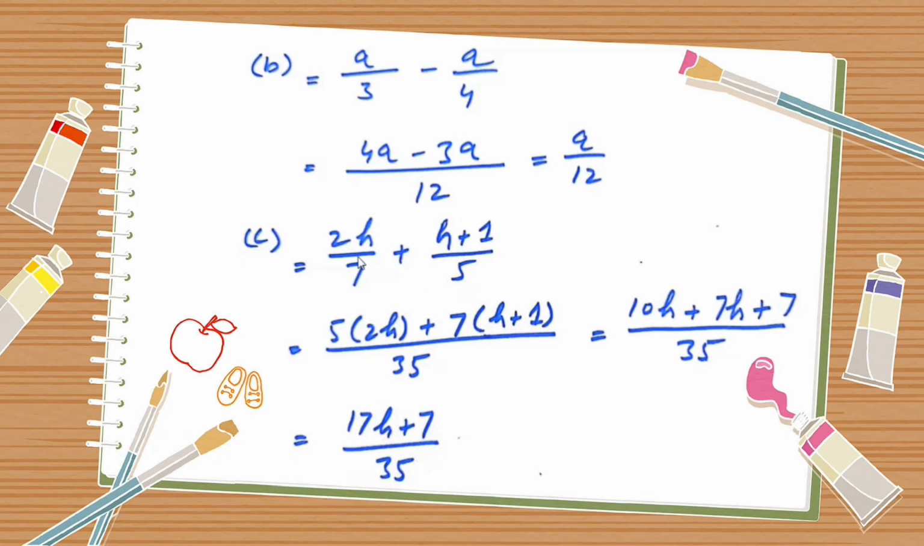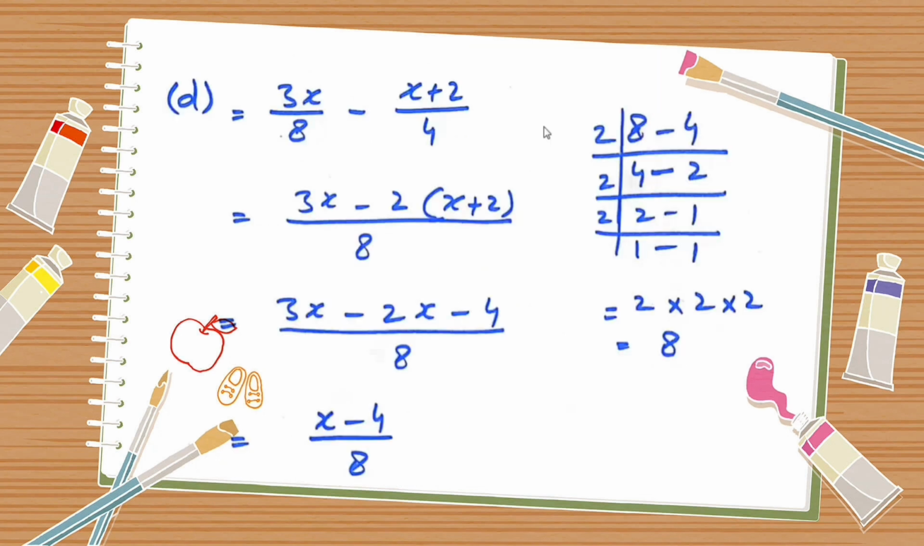In the C part again we take the LCM of 7 and 5, that is 35. 35 is divided by this 7, we get 5, and 5 is multiplied with the numerator, and the same is the case with the second fraction. Once we simplify them we get 10h plus 7h plus 7. Now we can see that we can add 10h and 7h, and we have added to get 17h plus 7 divided by 35. In the D part again we have two fractions and we have to subtract both these fractions.